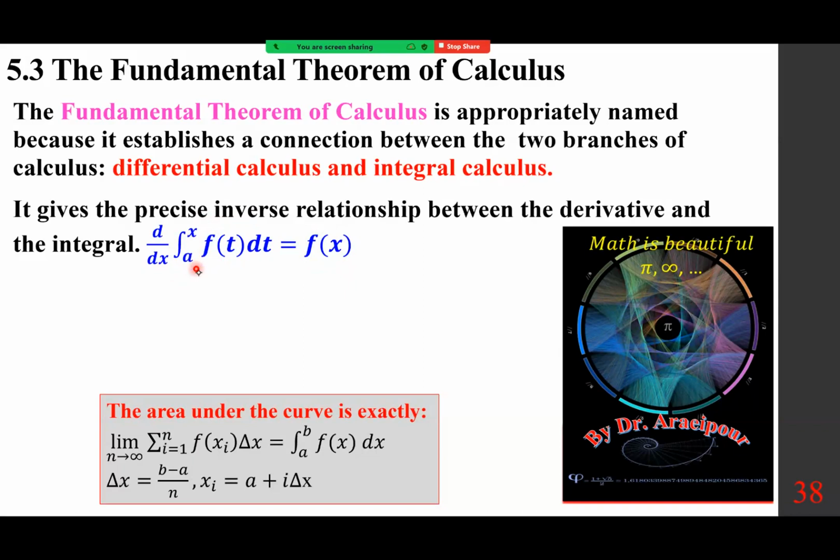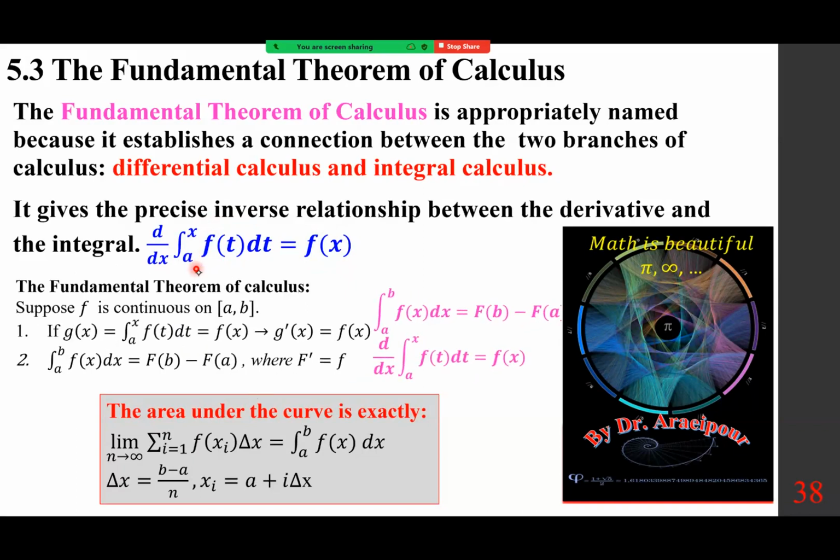So the FTC has two parts. Both of them are really the same thing. If g of x is defined as the integral from a to x of f of t dt, then g prime equals f of x.